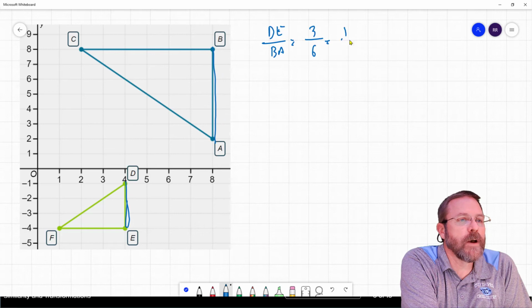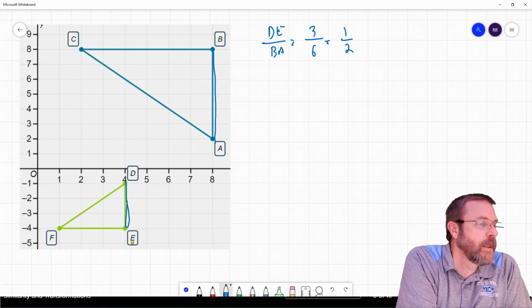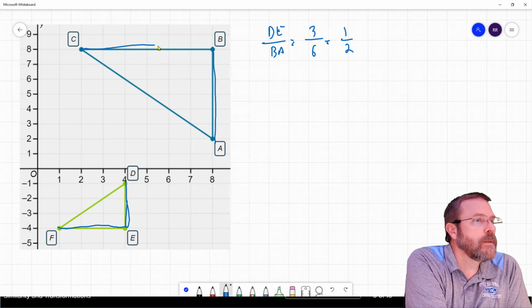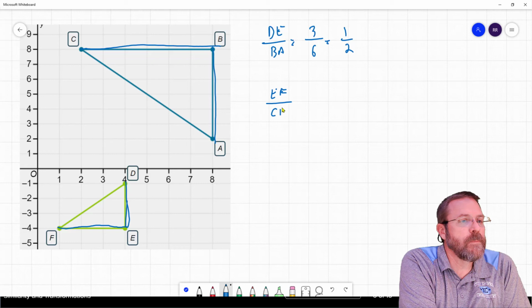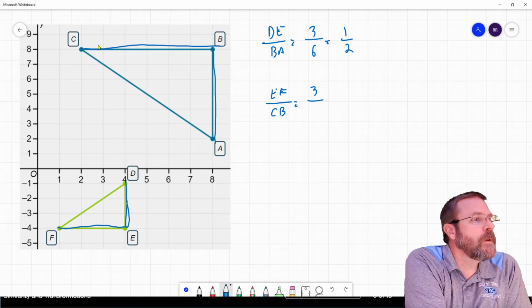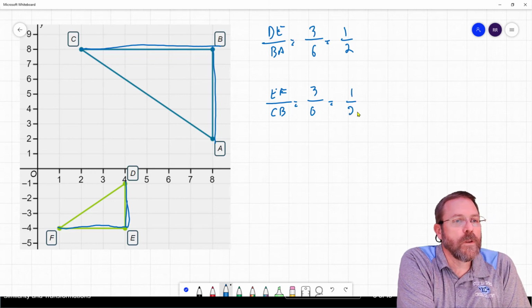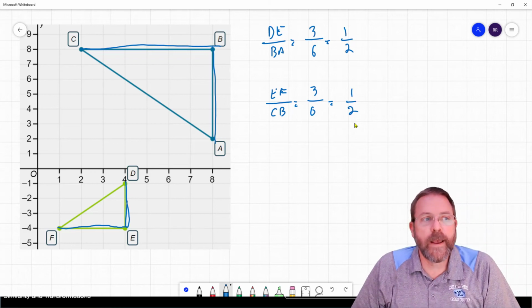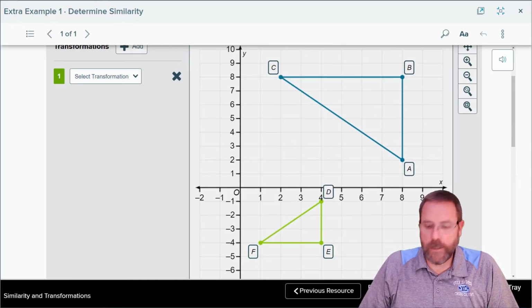And that is going to simplify to be a ratio of 1 to 2, or a scale factor of 1/2. Next, I'm going to compare EF and CB. So I have EF on top, CB on the bottom. EF is going to be 3 units long, while CB is going to be 1, 2, 3, 4, 5, 6 units long, which also is going to give me a scale factor of 1/2. That's what we're going to dilate by when we switch back over to our screen here in just a second.